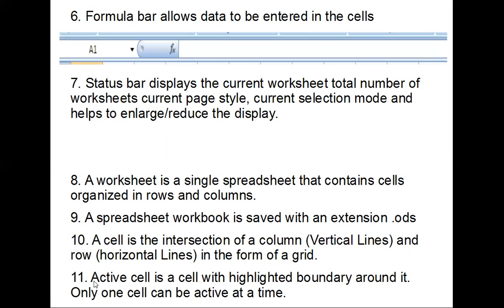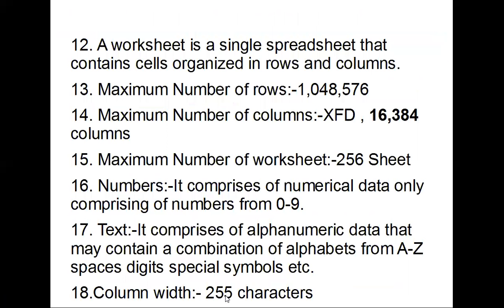And point number 11: Active cell. What is an active cell? An active cell is a cell with a highlighted boundary around it. Only one cell can be active at a time.